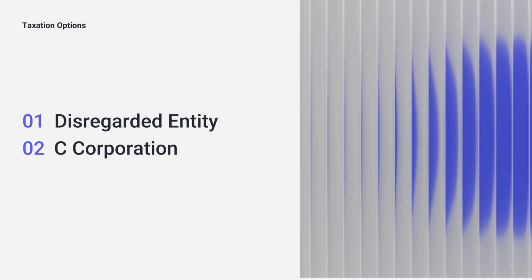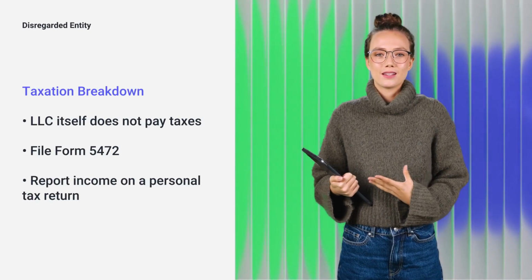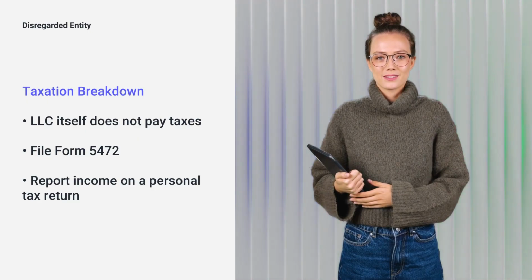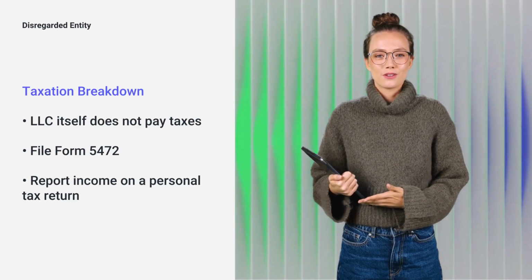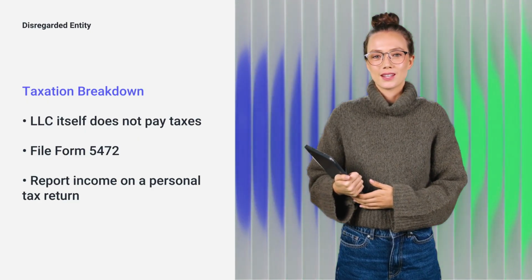The first option is being categorized as a disregarded entity. The second option is being categorized as a C Corporation. As a disregarded entity, the LLC itself does not pay taxes. Instead, the owner reports the income directly on their personal tax return.